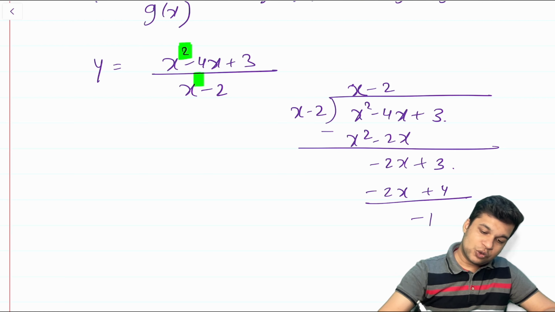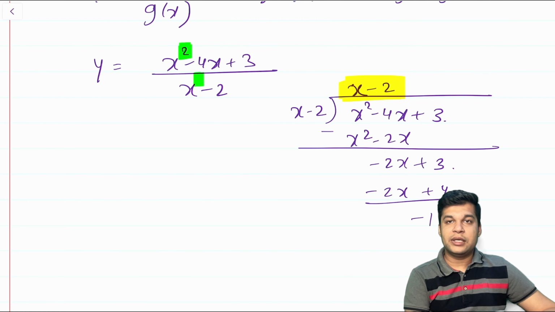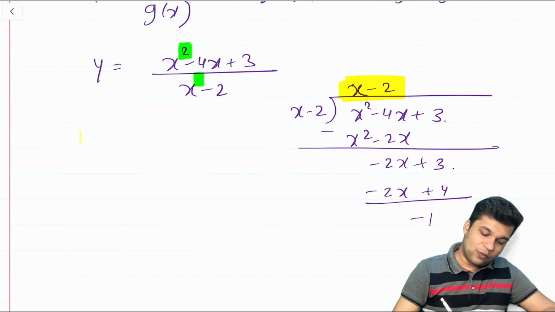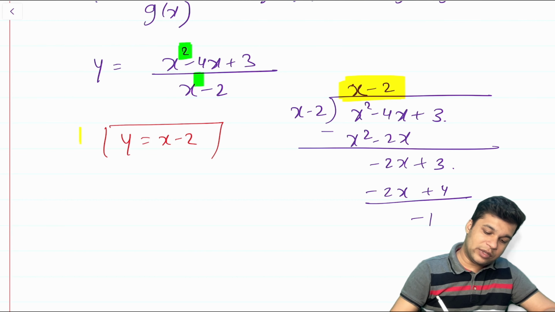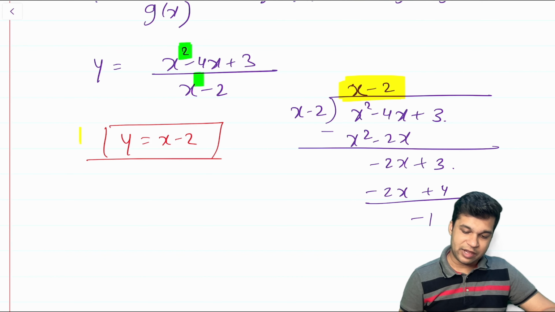So the quotient over here will give you the oblique asymptote. Let us verify. So basically y equal to x minus 2 will give you the oblique asymptote.